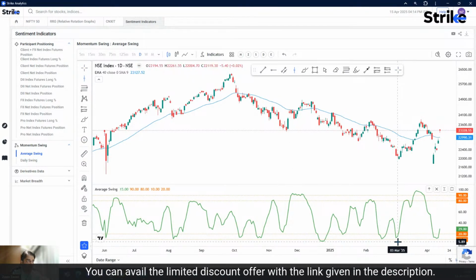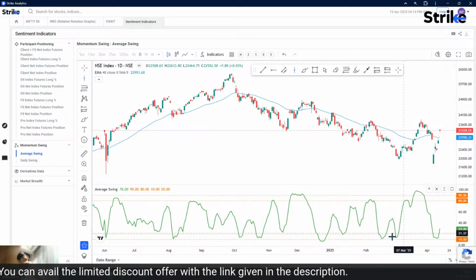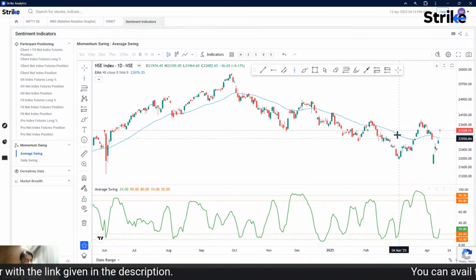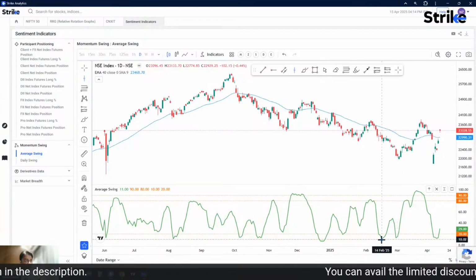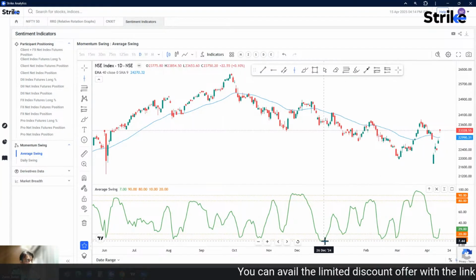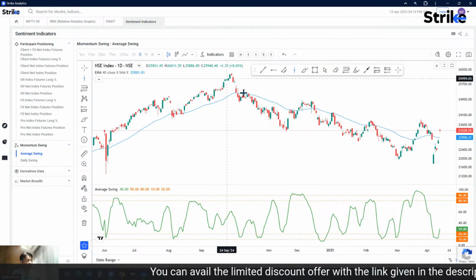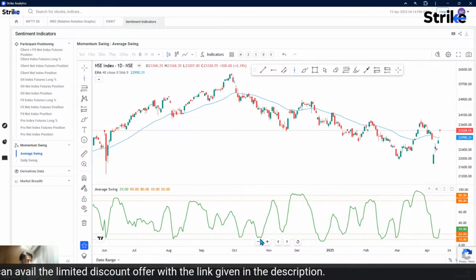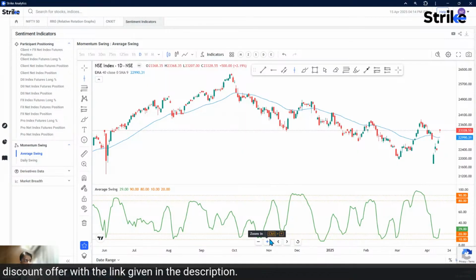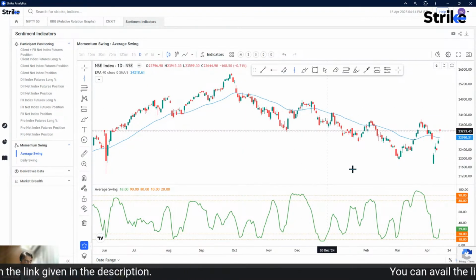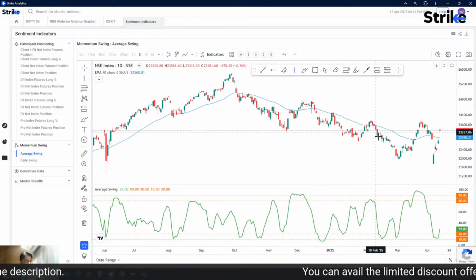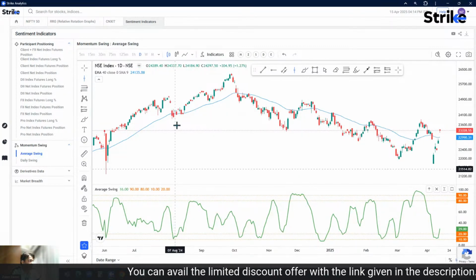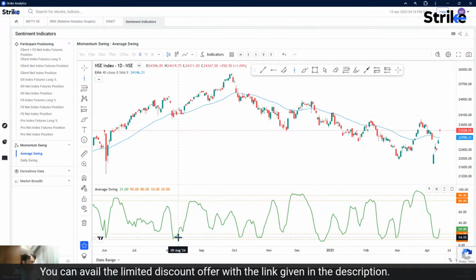So last time we will check, whenever this average swing is in the oversold territory and Nifty is above the 40 EMA. Right now, Nifty is not above the 40 EMA. So when the trend is down, this average swing, whenever it is in the oversold territory, may not work. But whenever the market is up like over here, it works very nicely. Look at this here.